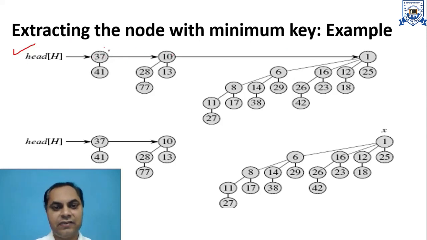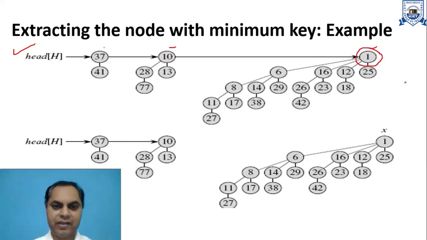Now 10 is lesser than 37, now it is our minimum, and then we move to the sibling of 10 and compare it with 1. Now 1 becomes the minimum key. When we move forward, the sibling of 1 is null, so we cannot move further. That means 1 is the node which has the minimum key.